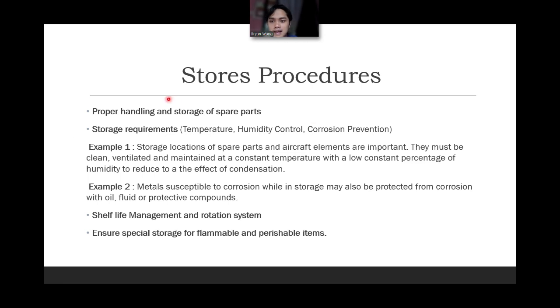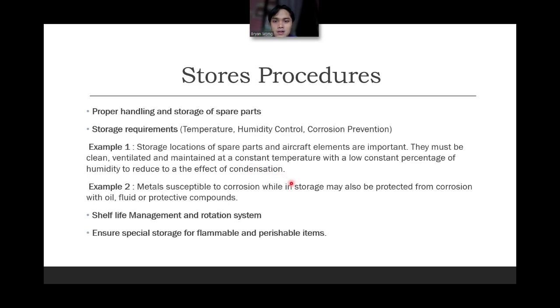Next, example 1. Storage locations of spare parts and aircraft elements are important. They must be clean, ventilated, and maintained at a constant temperature with a low constant percentage of humidity to reduce the effect of condensation.